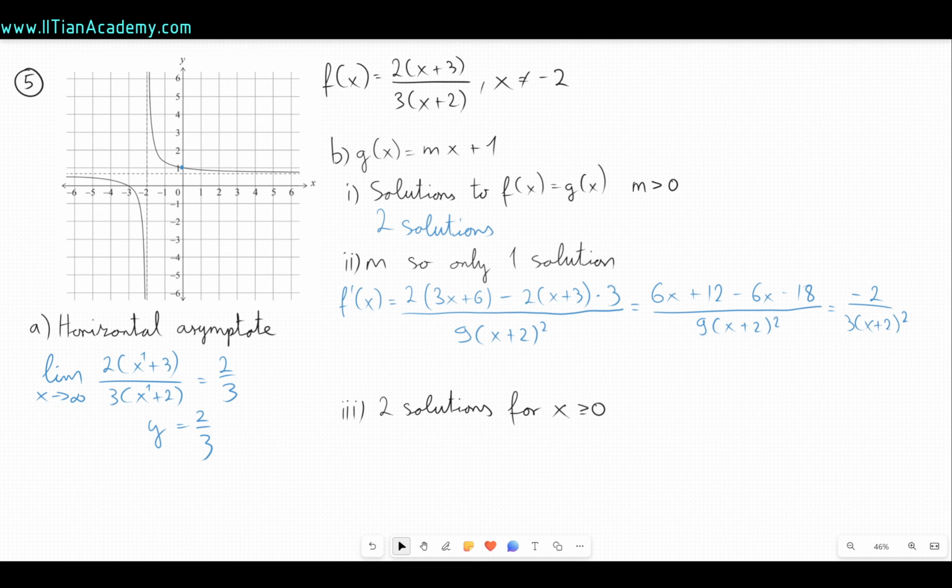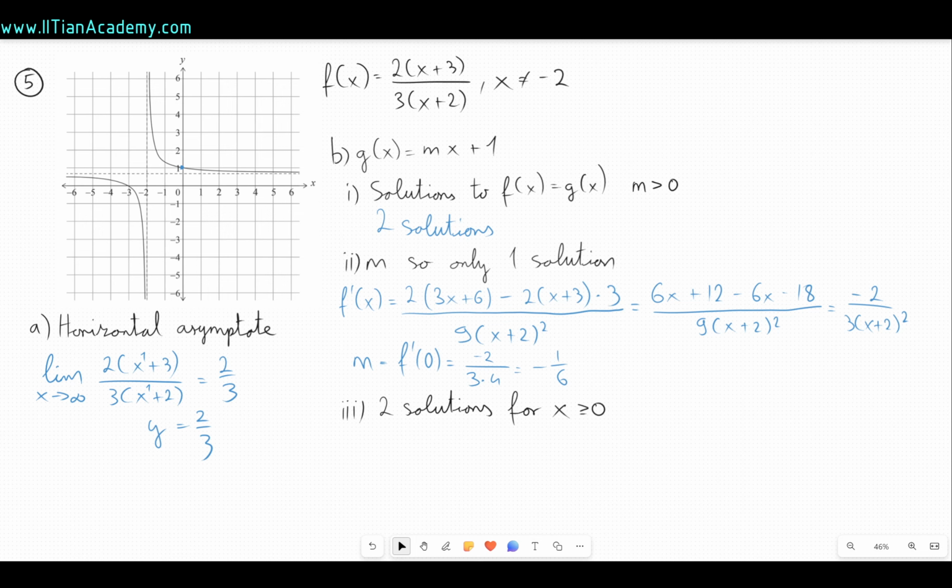And well, we need to make m have the same slope as the function has here at x equals 0. So we know m will be the derivative at 0. So if we plug in 0, we will have minus 2 over 3 times 2 squared, so 4. So that's minus 2 over 12, so that's minus 1 over 6. So that is the value of m that we had to find.